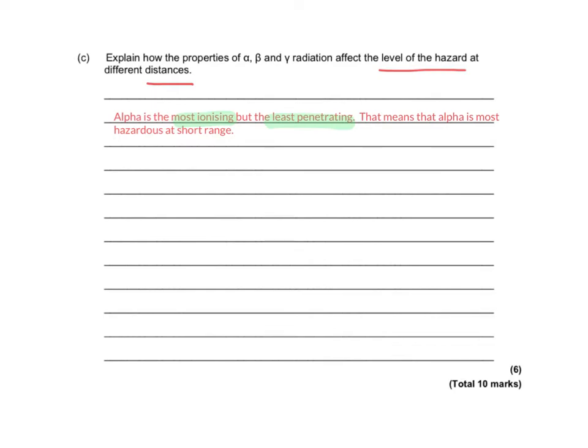So alpha is the most ionizing but least penetrating, which means that alpha is the most hazardous at a short range. Because at a short range, the alpha particles could get to you, strike you, and therefore be very ionizing. But as we increase the distance from the alpha source, because alpha is not very penetrating, it won't travel that far. So that's what you need to summarize. And we need to apply this to beta and gamma.